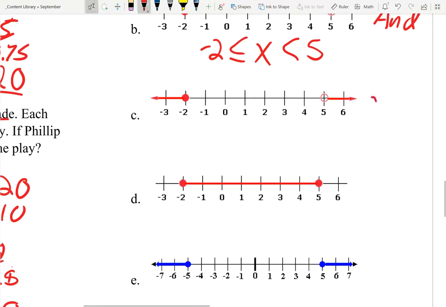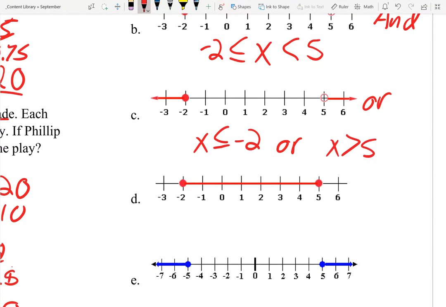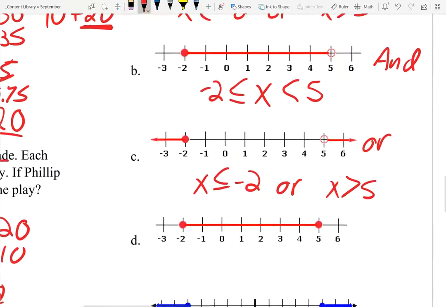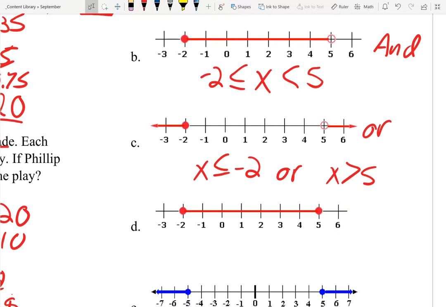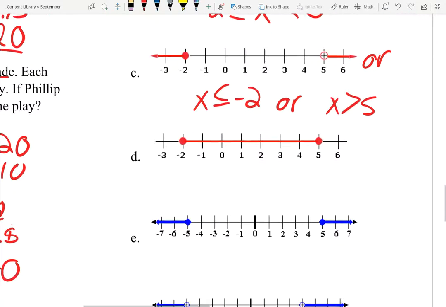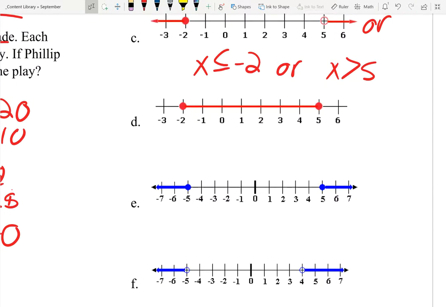C is another OR inequality. Again, you can tell it's OR because it's going opposite ways. So we have here x is less than or equal to -2, or x is greater than 5. Is that the same one? No, it's a little different from the first one because that one has the shaded circle, so it's less than or equal to. And D is another AND inequality because it's shaded in between.